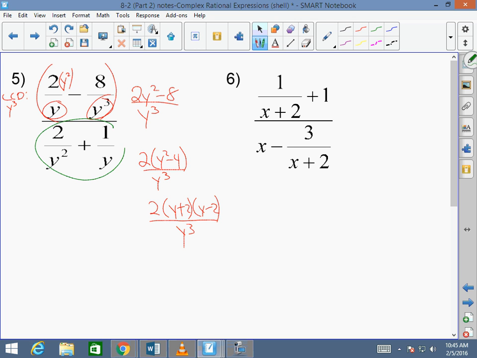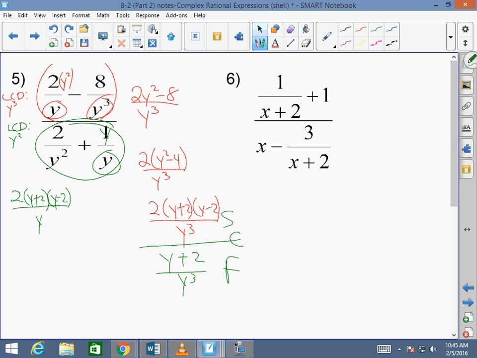What's the LCD for this guy? The LCD for this guy, my brother, is y squared. Good. So what do I need to multiply here? A y. So I've got y plus 2 over y cubed. Stay, change, flip. The y plus 2's cancel. The y to the cubes cancels.